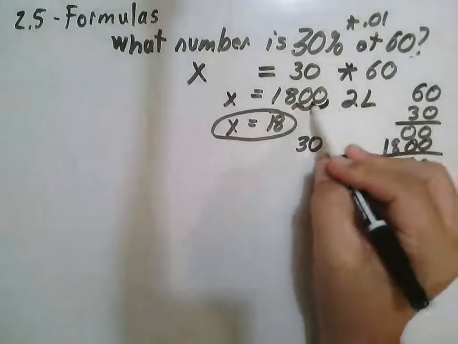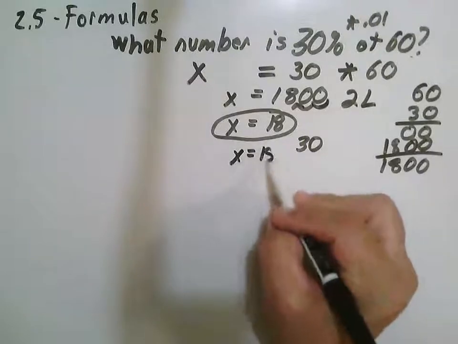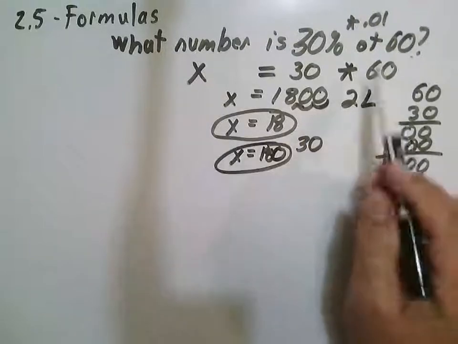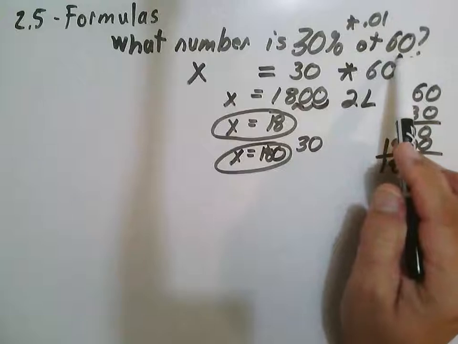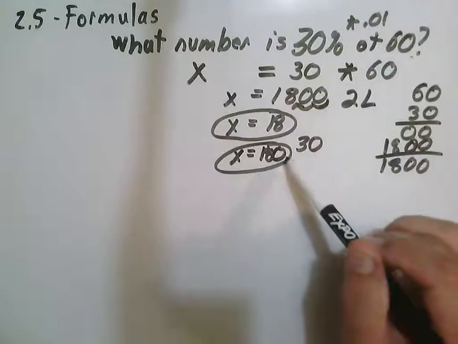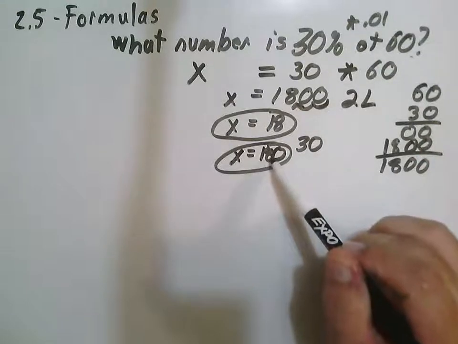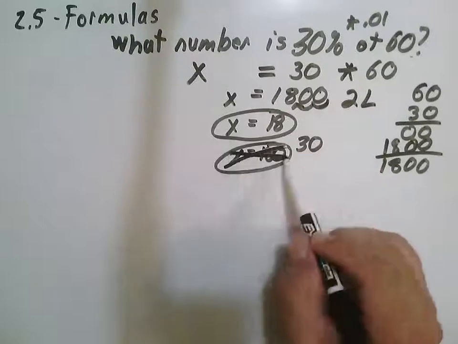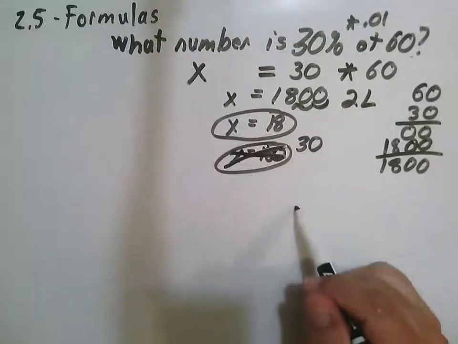Now, if I only moved my decimal spot one space and I said x is equal to 180, and I said, well, I know that half of 60 is 30, so I know my answer's got to be below 30, and this is 180. Automatically, that should tell you that something went wrong, and you should go back and look at your decimal spots.